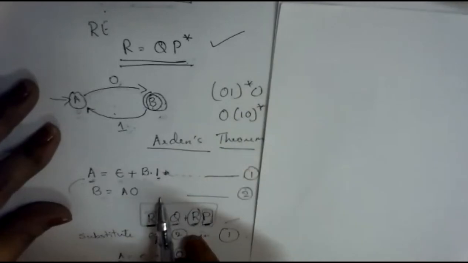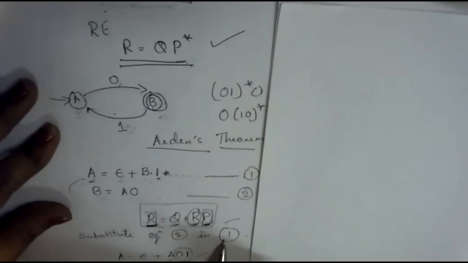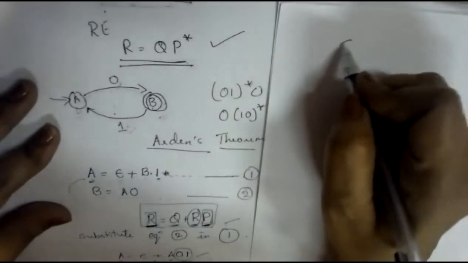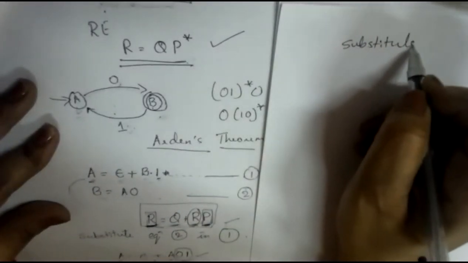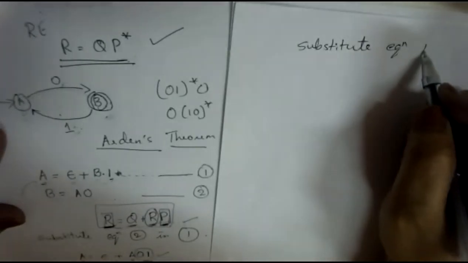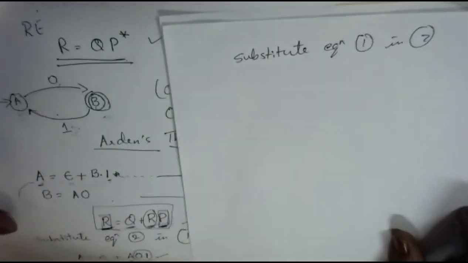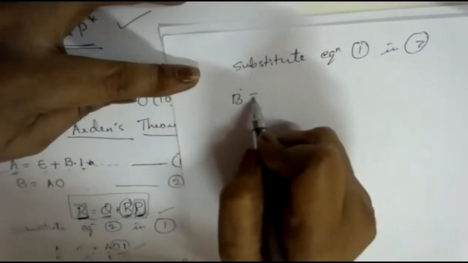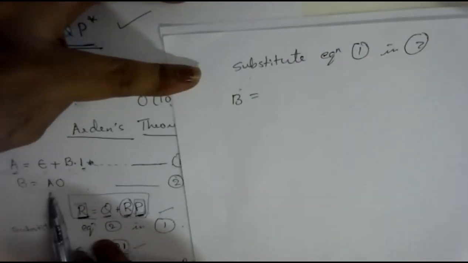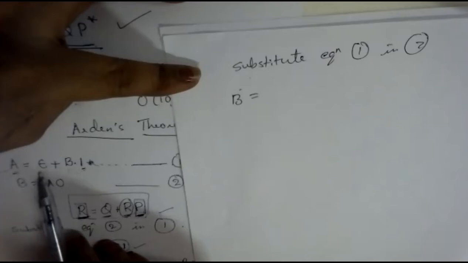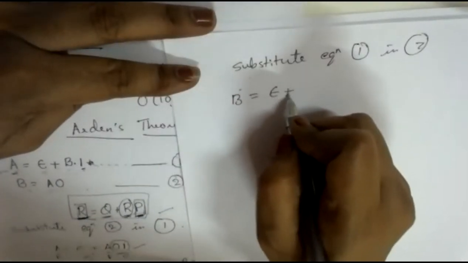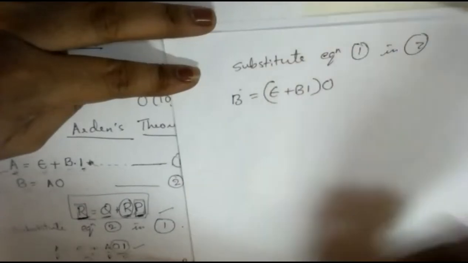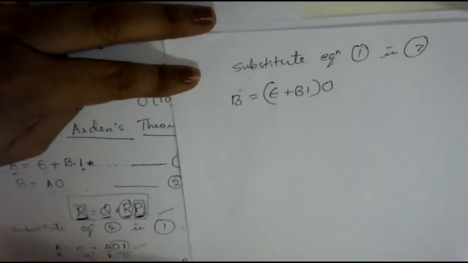We'll take the same equations 1 and 2. Instead of substituting equation 2 in 1, what we'll do is substitute equation 1 in 2. So, kya aega? 1 in 2. B equals, if you see here, A 0. So, instead of A, I am putting this value. So it is epsilon or B 1, 0. Any doubt, students, till this? Yahan tak kuch doubt hai?